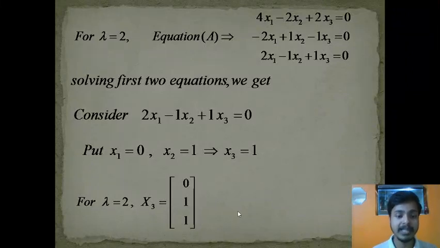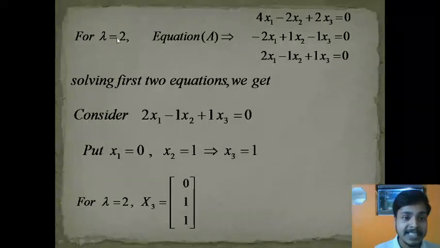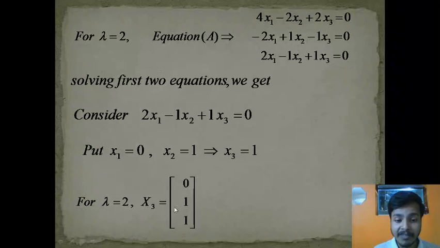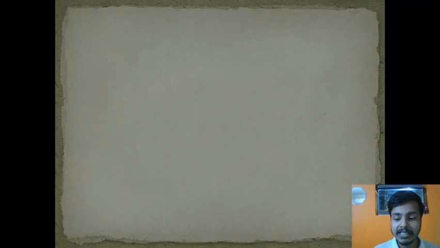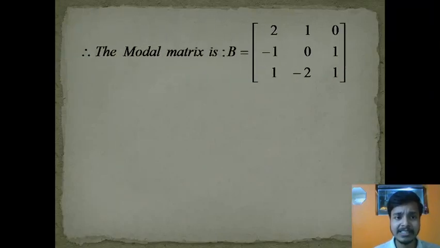Now one important remark I would like to make in order to improve the teaching learning process. What I can conclude is that for the same eigenvalue we can have a number of eigenvectors. In the earlier one also lambda equal to 2, and here also lambda equal to 2, but we have different eigenvectors for the same eigenvalue. Once you get the eigenvectors, you can write down the modal matrix. So here it is the modal matrix.